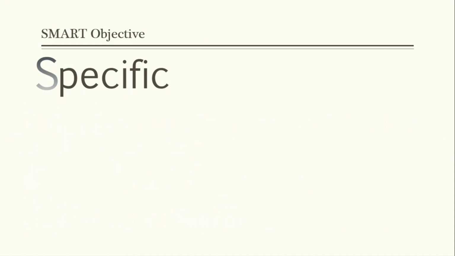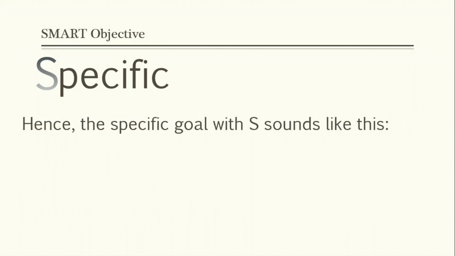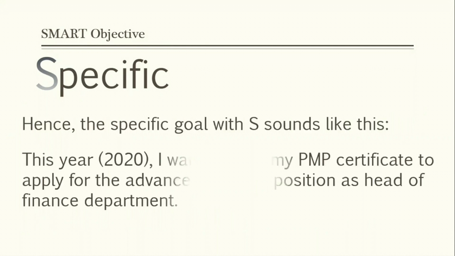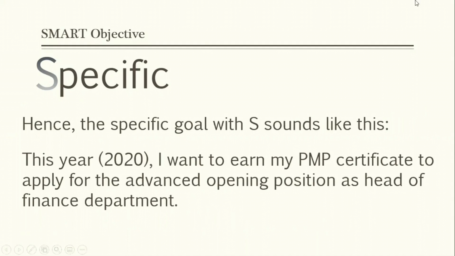So after the first parameter, specific, this is how the goal will look. This year, in 2020, I want to earn my PMP certificate to apply for an advanced opening position as the head of the finance department. So this is going to be a specific goal after I have answered my 5W questions.